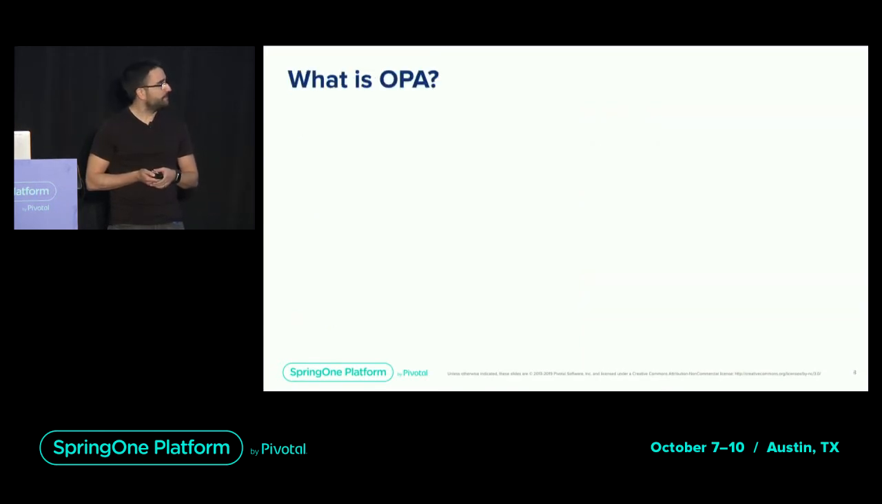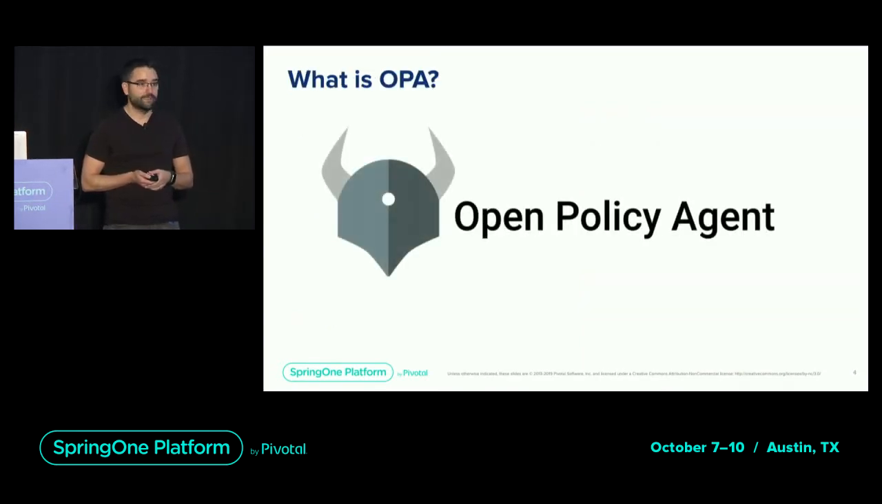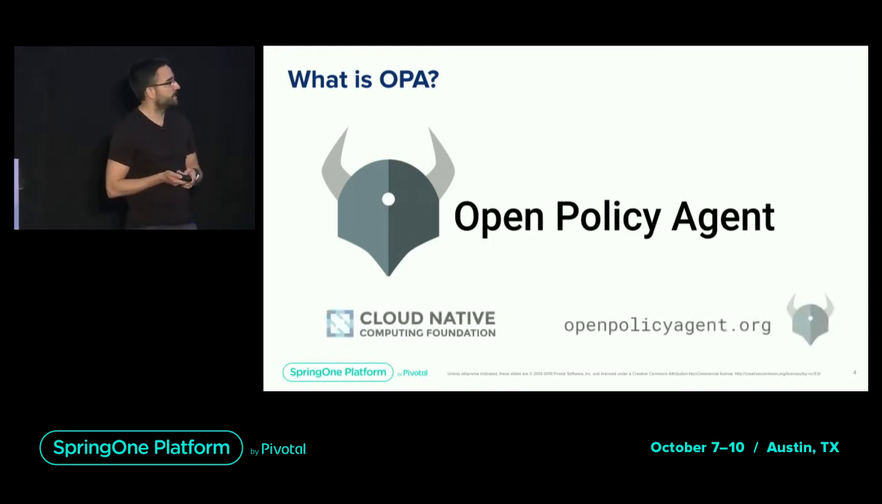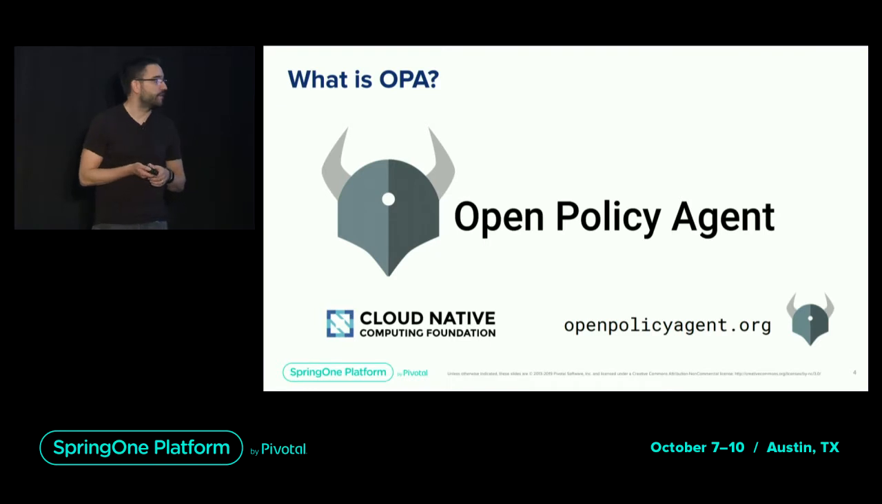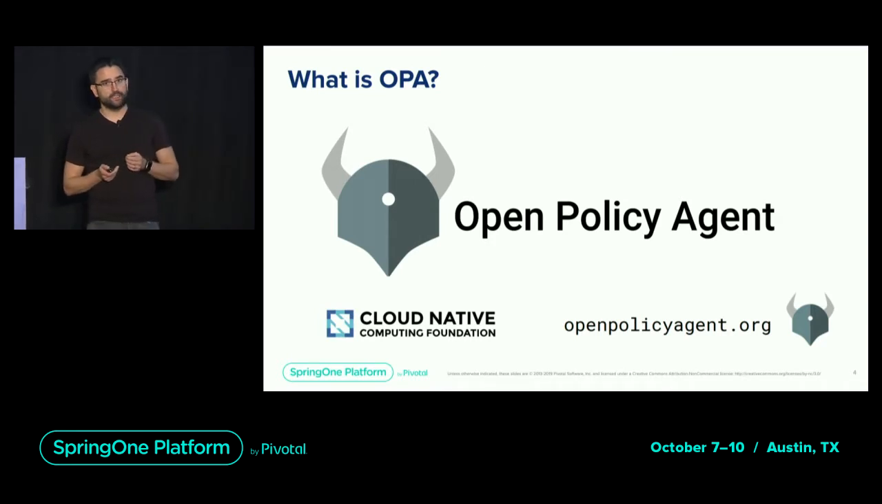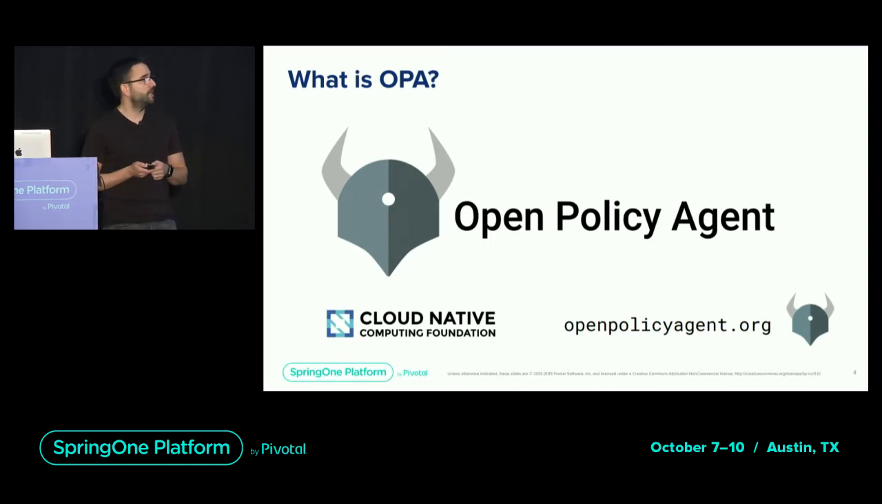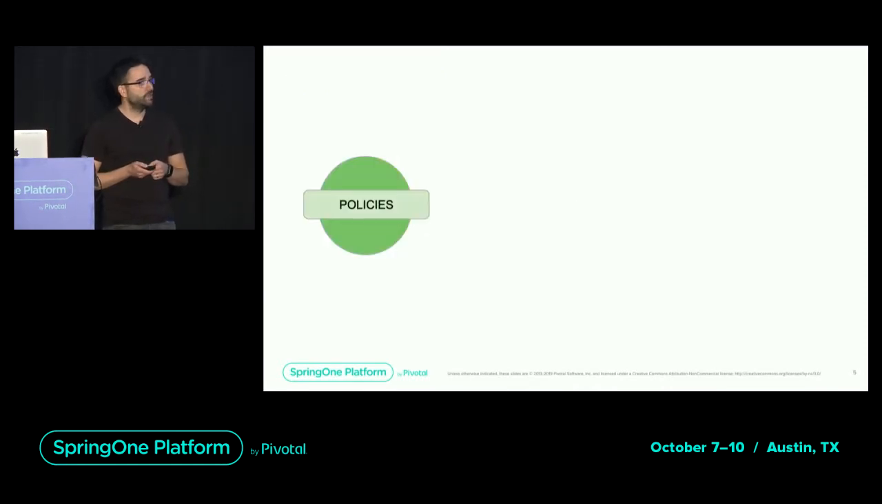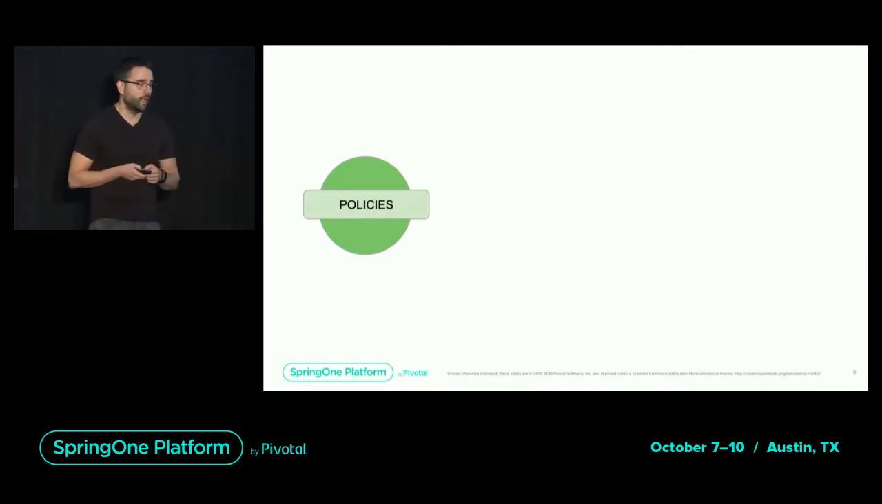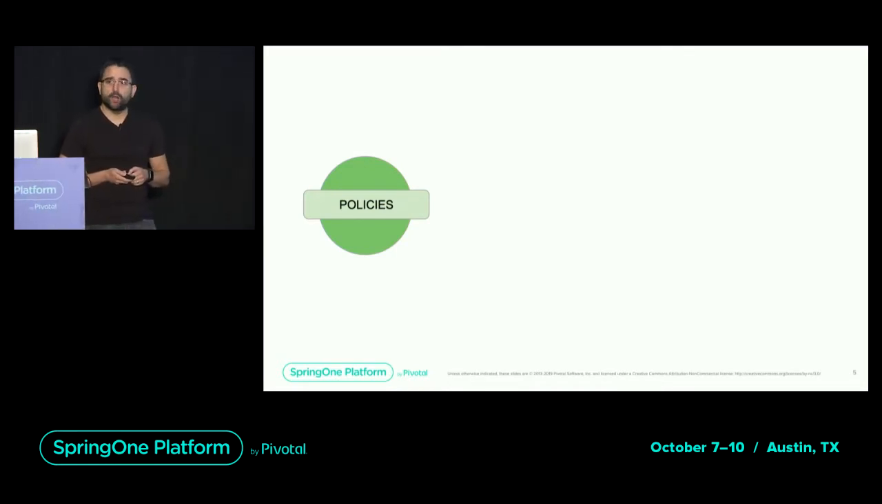But let's first clarify: OPA stands for Open Policy Agent. It is an open source project that has been incubated in the Cloud Native Computing Foundation since, I think, March 2018. Before we jump into the details of what OPA is and how it works, I want to take a quick moment to talk about the problem at hand and what OPA is trying to help with. So when we talk about OPA, we're really talking about policies.